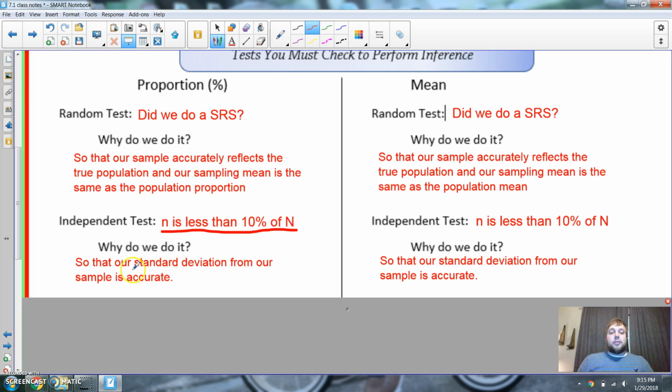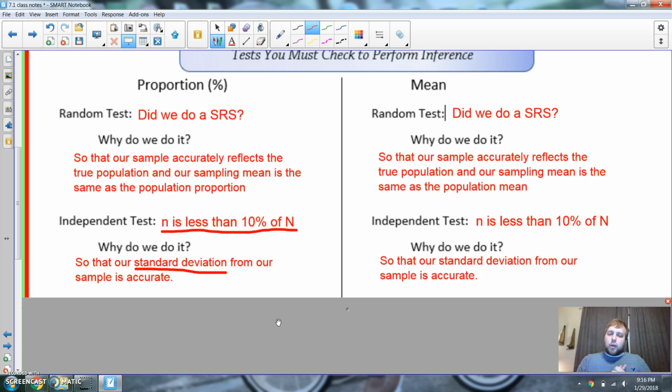Why? So that our standard deviation actually works. Our standard deviation formula will not work unless it's independent. And already, it's not independent sometimes, right? We're pulling things out. But if we stay under 10%, we haven't changed the probabilities that much, because we're hoping there's a larger amount.